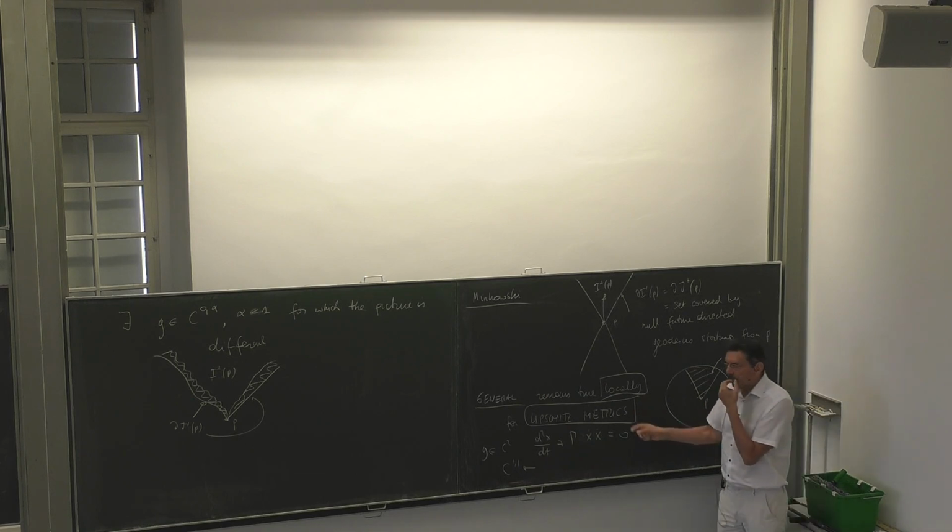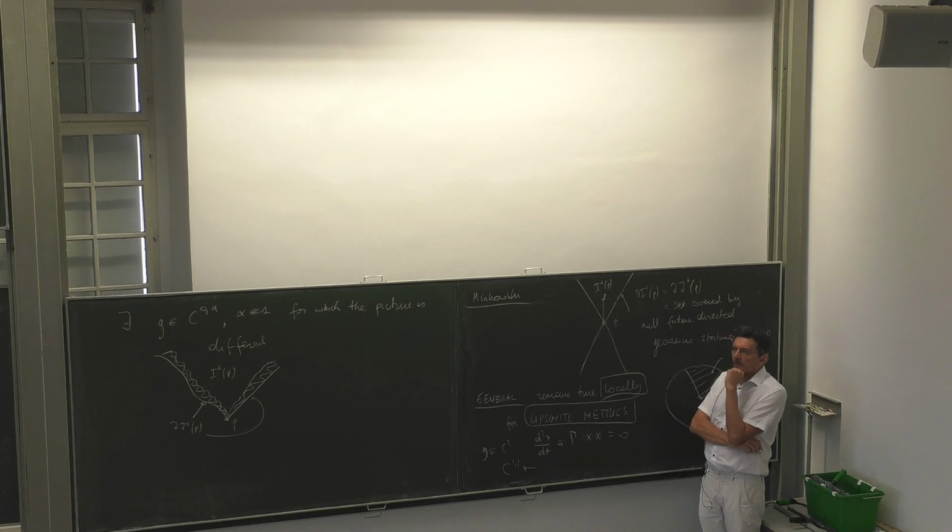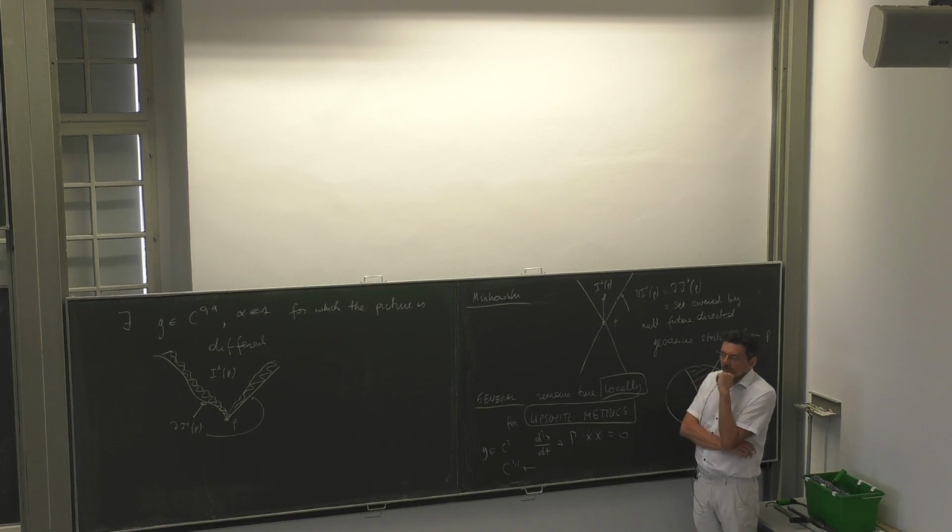For this proof? Yes. No, this is a variations of curves argument. And it really has to do with the differentiability of the metric in this coordinate system.